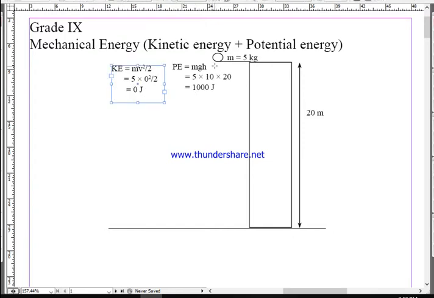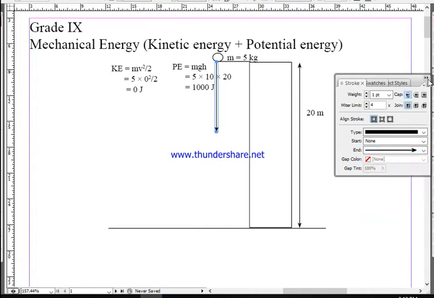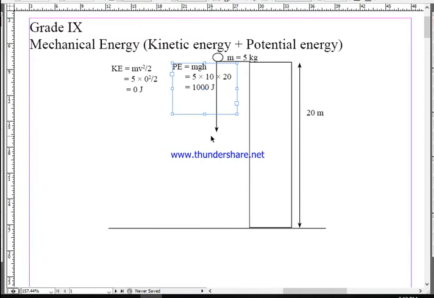And when it starts to drop down, it moves. It starts to drop down means it is under motion. And let's say after 2 seconds, t equals 2 seconds. After 2 seconds, what will its velocity be?